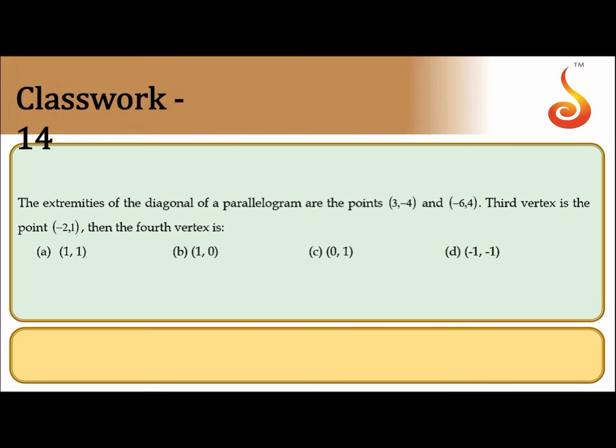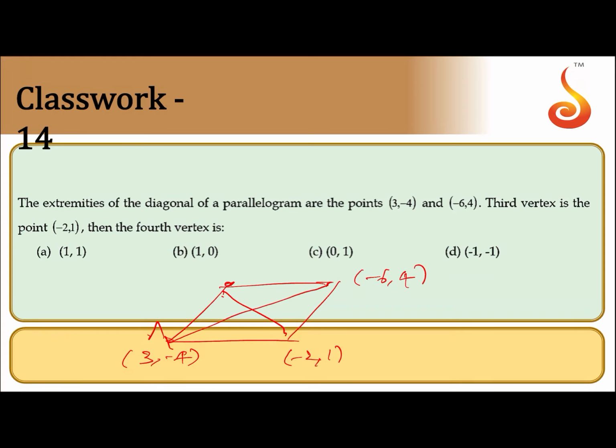The extremities of the diagonals of a parallelogram are given to you, then find the third vertex. So let me consider a parallelogram whose opposite vertices (3, -4) and (-6, 4) are given to you, and one more vertex is (-2, 1). To find the fourth vertex, use the midpoint formula. The midpoint of these two is nothing but the midpoint of these two. So (a + c)/2 must be equal to (b + d)/2.